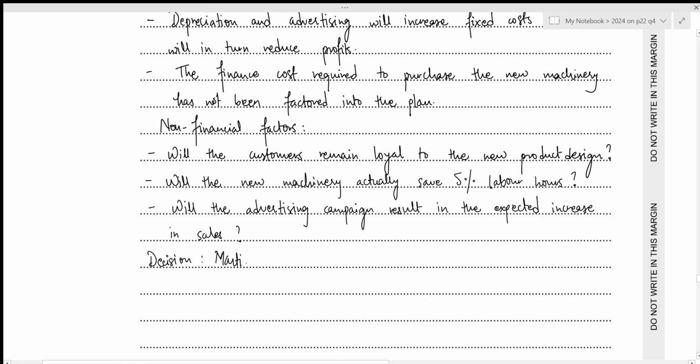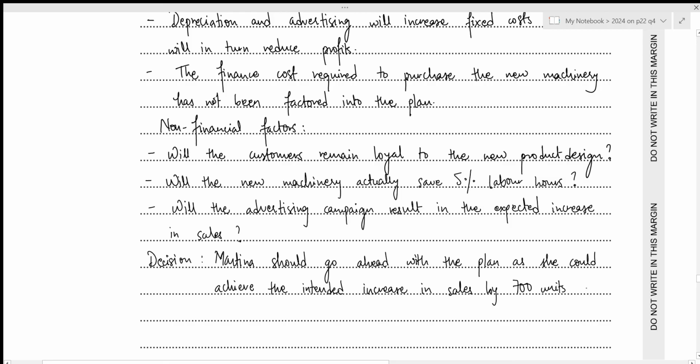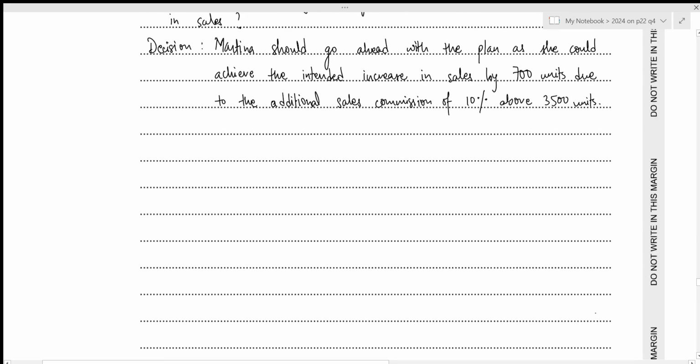Martina should go ahead with the plan as she could achieve the intended increase in sales by 700 units due to the additional sales commission of 10% above 3,500 units. That is all for this part. Let's move towards the next one.